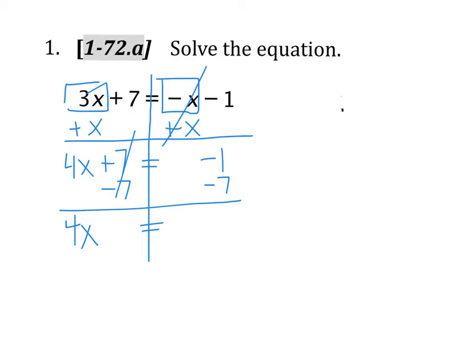Negative 1 minus 7, or combining negative 1 and a negative 7, is negative 8. Then we divide both sides by 4. Cancel the 4's on the left. X is equal to negative 2.